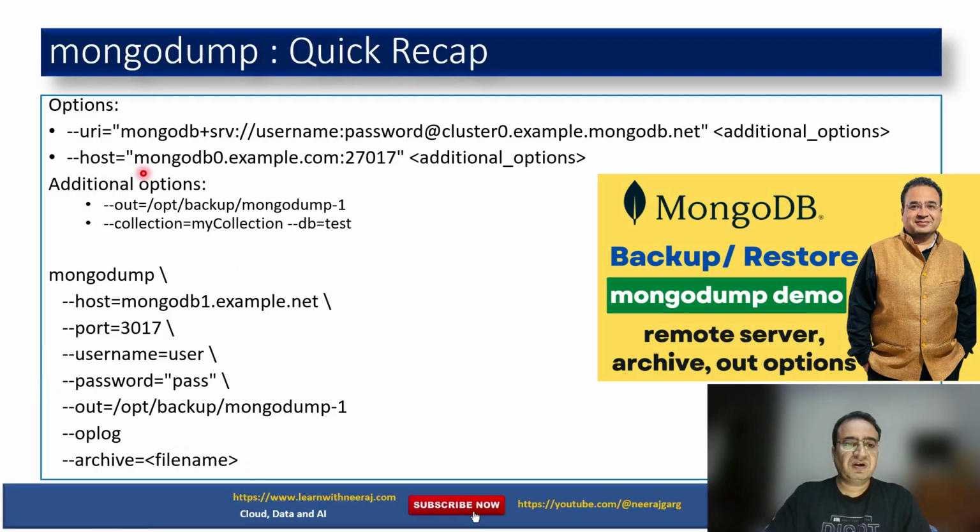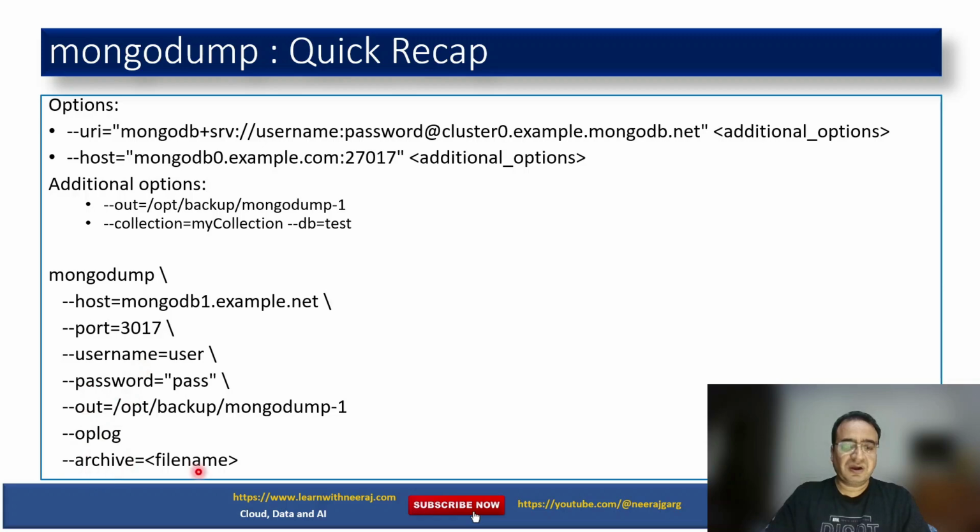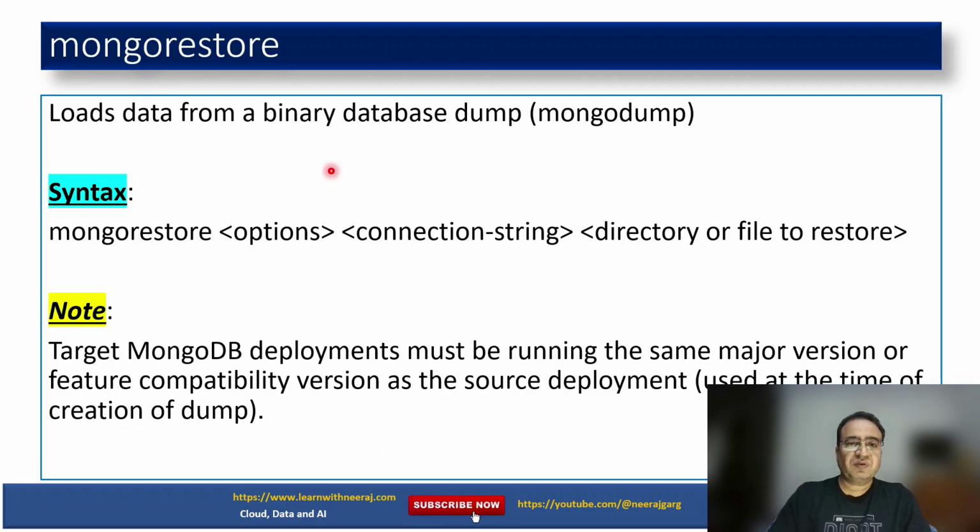So these were some of the commands which we used: mongodump and the host option, port, username, password, out, upload, archive. So these were the options which we discussed in the previous video. You can have a look at the detailed video on mongodump. So whatever dump we have taken using mongodump, mongorestore provides the option to restore, to load that data which has been dumped or backed up using mongodump.